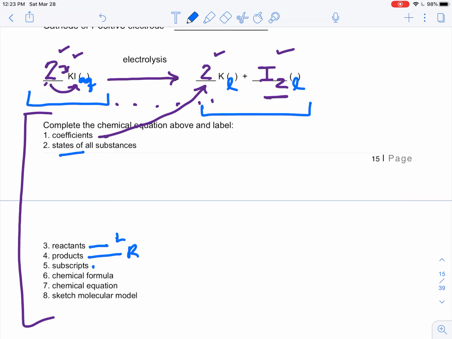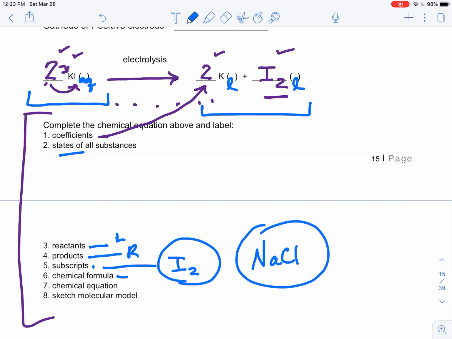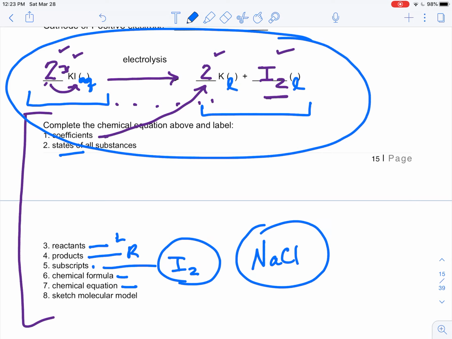Subscripts are things like the 2 that is next to iodine. That would be a subscript. A chemical formula would be a formula of this, like this element or this compound. That is a formula, whereas an equation is the entire equation that you write about the reaction.